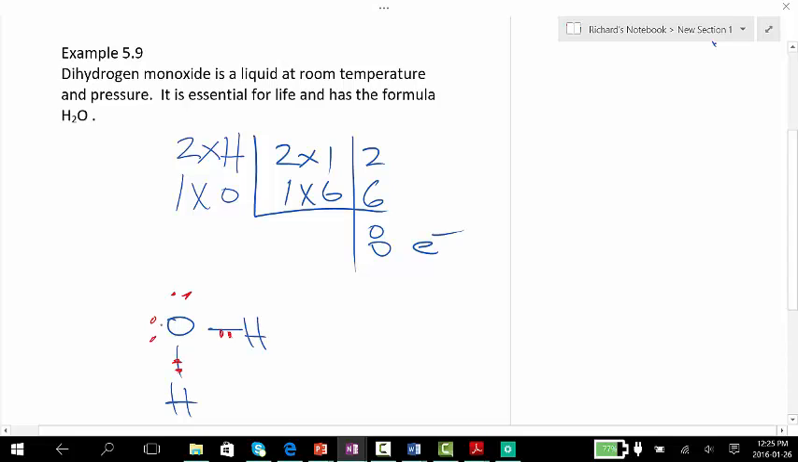Well, what do I have happening now? Well, the oxygen sees 8 electrons, and each hydrogen sees 2 electrons. So everybody's happy. How many electron dots do I have down there? 2, 4, 6, 8. I had 8 electrons to distribute, so I've got a happy Lewis electron dot diagram.